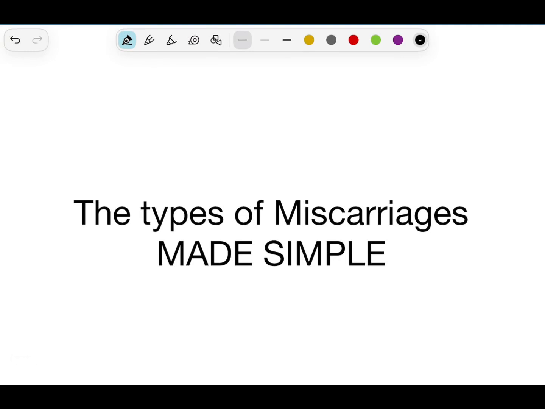Today we'll be discussing the types of miscarriages, and of course I'm going to try to make it as simple as possible. I think these were always very confusing to me as a medical student, and even into training. I would get it mixed up all the time. So again, like everything else on this channel, what better way for me to understand it than to teach it to all of you? All right, so let's go ahead and get started.